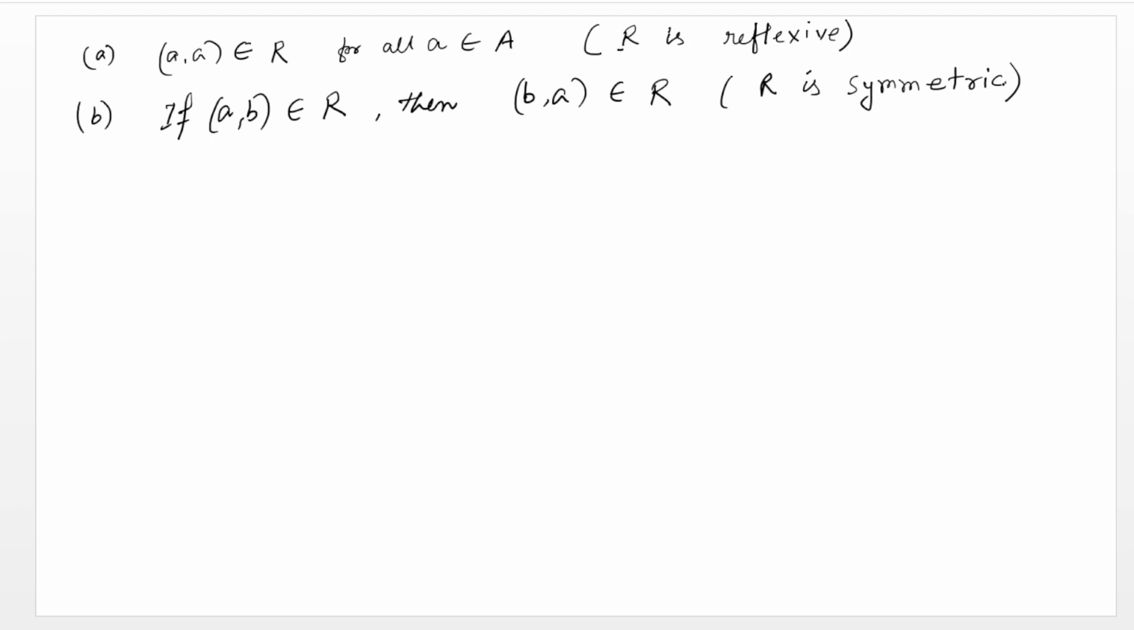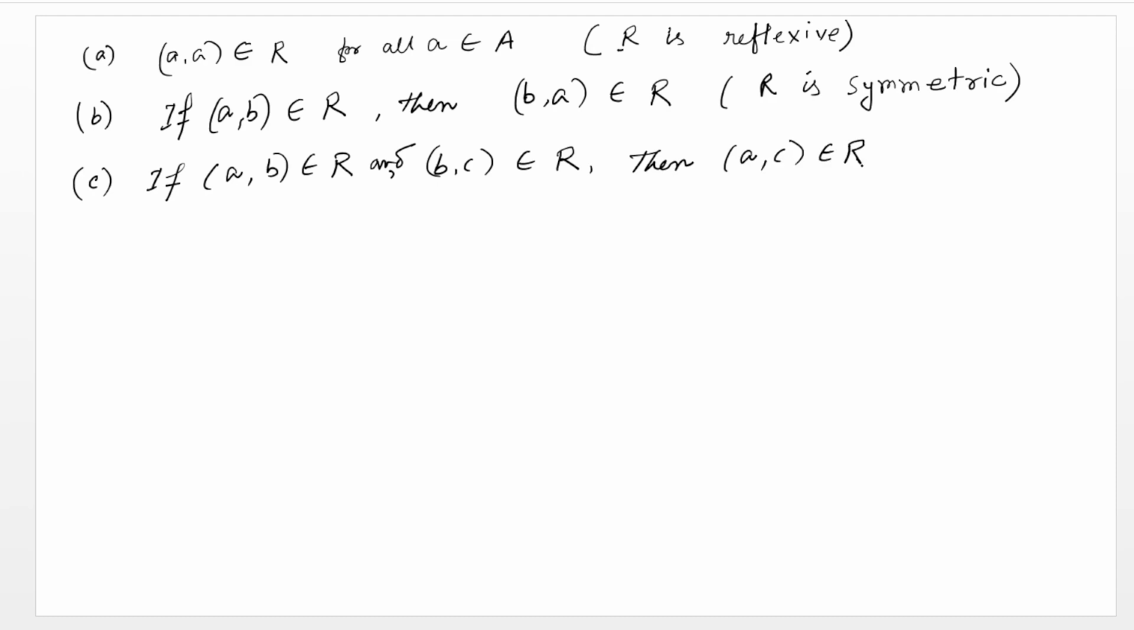We call R is symmetric. And third property, if (A, B) belongs to the relation R, and (B, C) belongs to the relation R, then (A, C) belongs to the relation R. Then we call R is transitive.